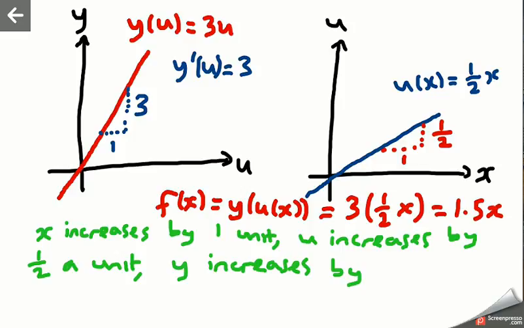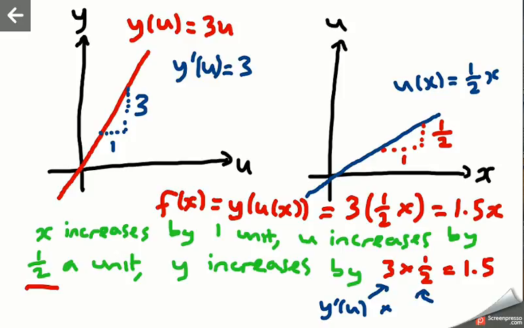But since u has only increased by half a unit, we should actually multiply 3 by half. And that will tell us how much y increases by. So y increases by 3 times a half, which is equal to 1.5 units. And this 3 is y prime of u times this half, which is u prime of x.